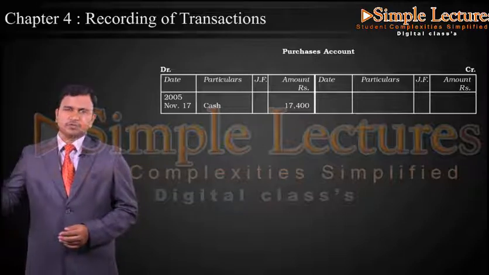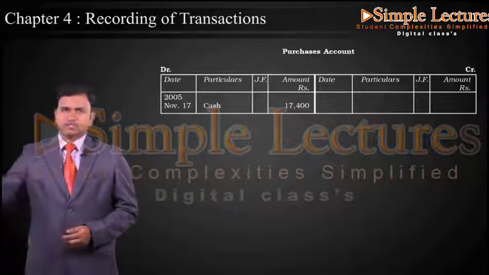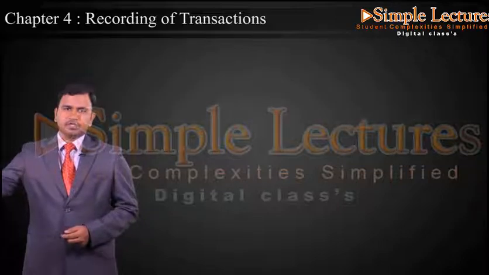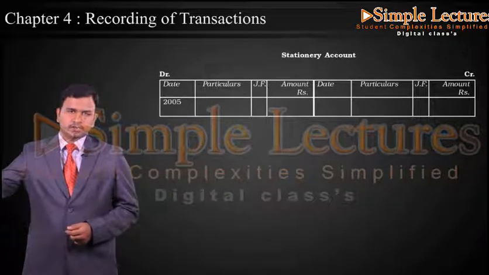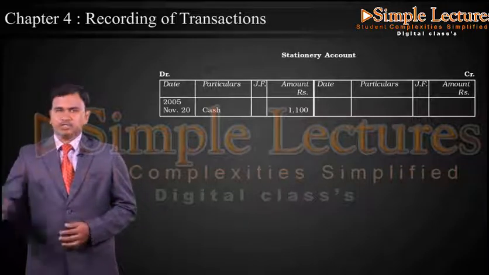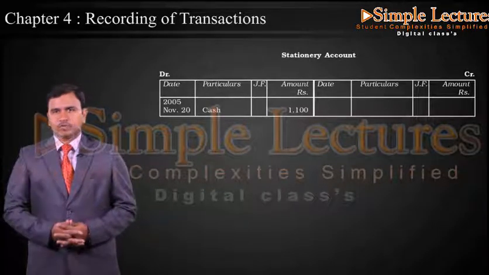So same it will be posted to the debit side. So the title of the table will be stationery account. Format again remains the same. Entry will be taken in the debit side November 20th to cash account 1,100.